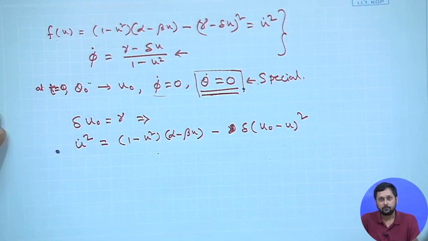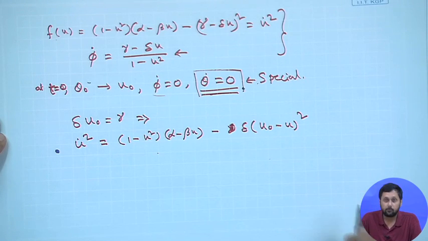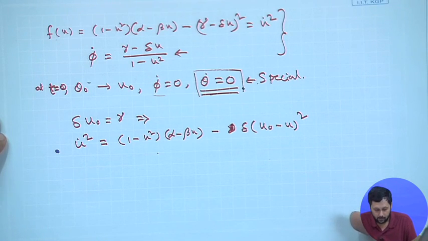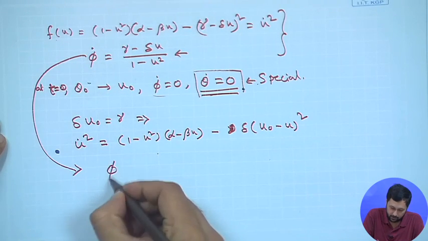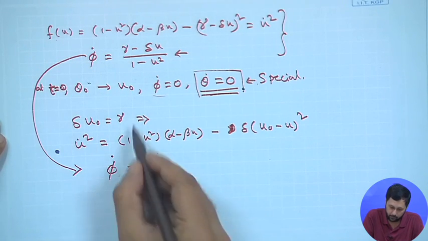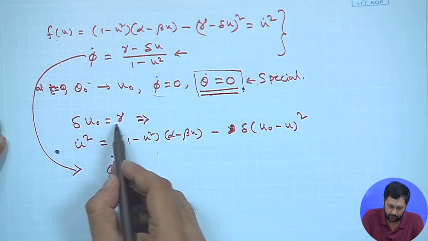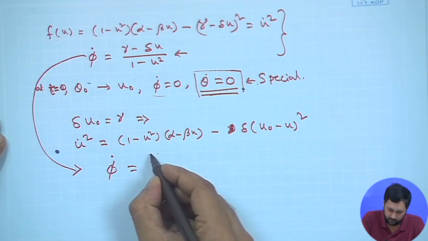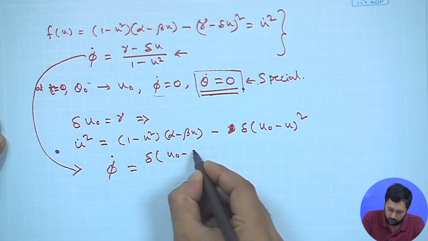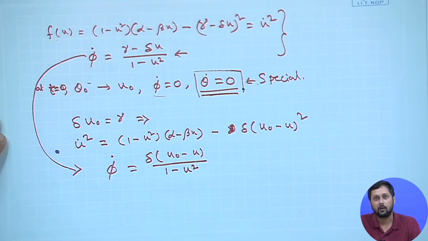Now, anyway, this is not terribly important. What is important is, similarly we can write phi dot to be equal to (gamma minus delta u) over (1 minus u square), where delta is gamma u 0. So, we can write this as gamma (u 0 minus u) over (1 minus u square), right.